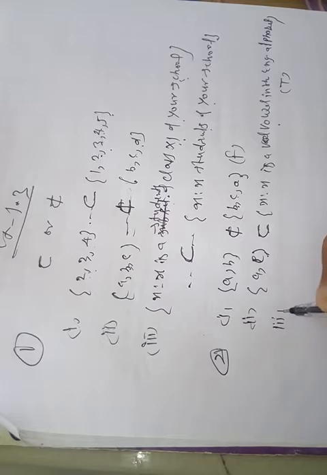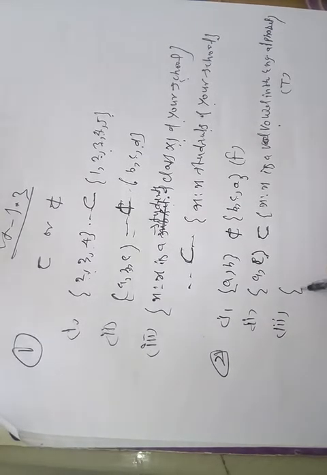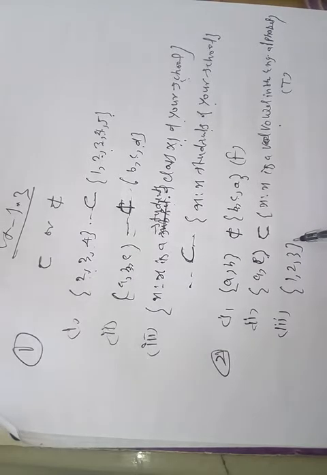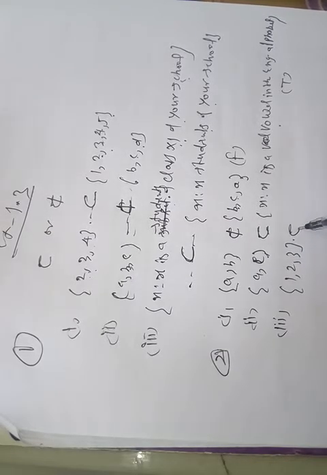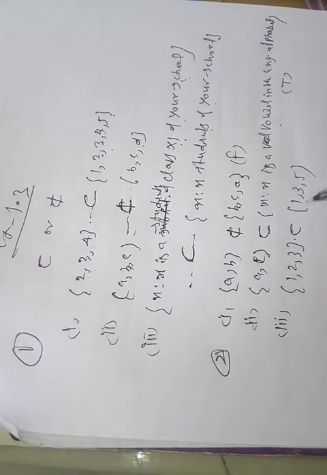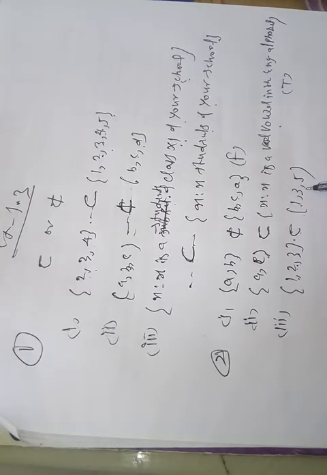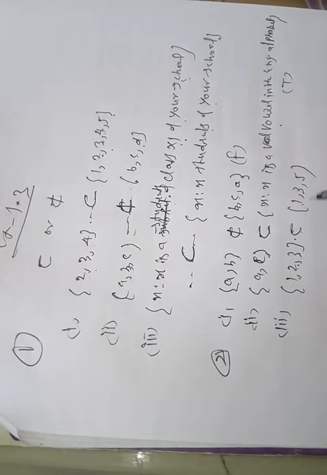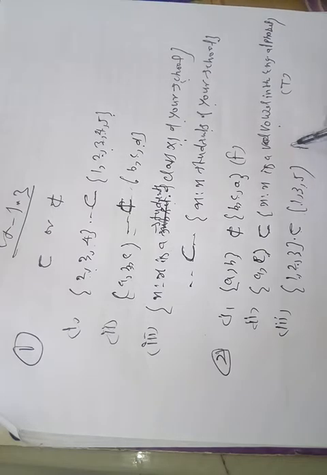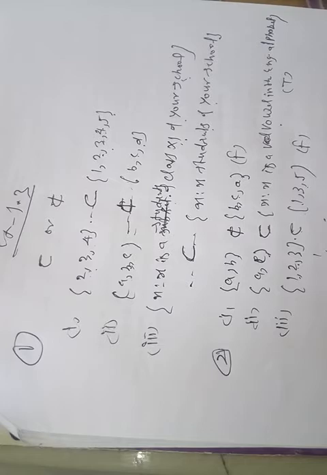Third, {1, 2, 3} is a subset of {1, 3, 5}. Just note, this is not a subset. 1, 2, 3 and 1, 3, 5: 2 is not given in the second set, so this is not a subset. Given this condition, that is false. The next part you can solve.